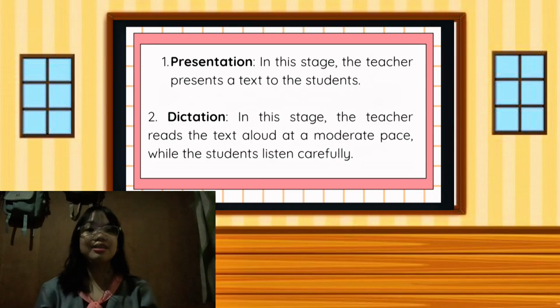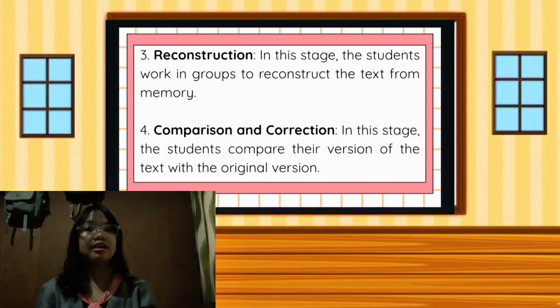Here's a brief description of each stage. Presentation. In this stage, the teacher presents a text to the students. Second, dictation. In this stage, the teacher reads the text aloud at a moderate pace while the students listen carefully.